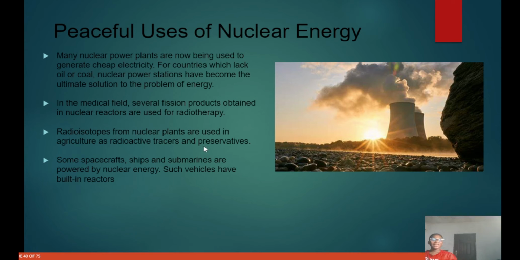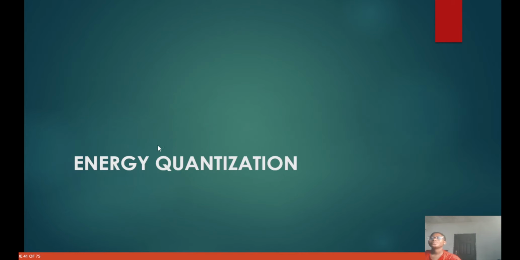Radioisotopes from nuclear plants are used in agriculture as radioactive tracers and preservatives, and some spacecraft, ships, and submarines are powered by nuclear energy, as such vehicles have built-in reactors.